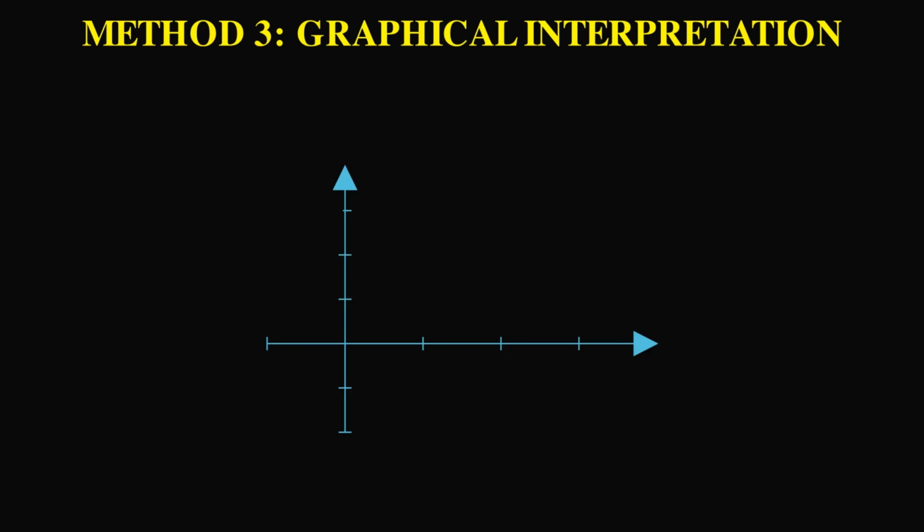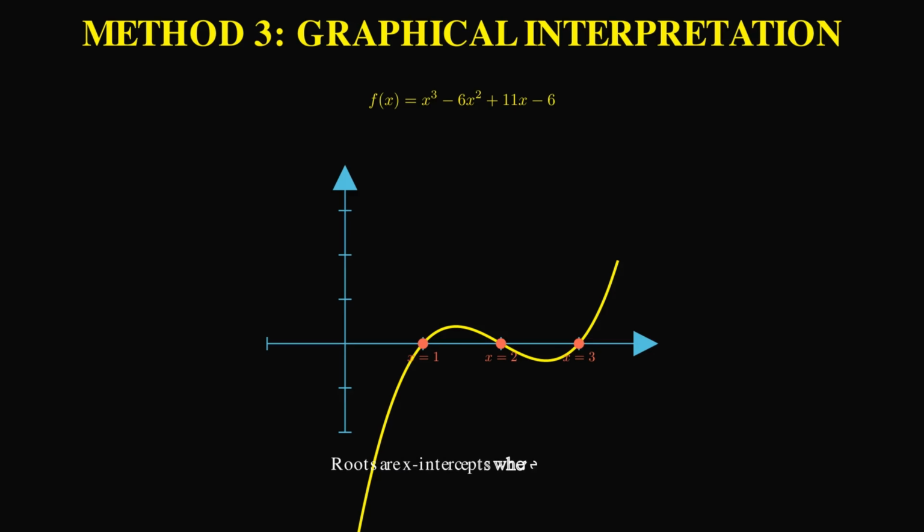The third method is graphical interpretation. When we graph our cubic function, f of x equals x cubed minus 6x squared plus 11x minus 6, we see a smooth curve that crosses the x-axis at exactly 3 points. These crossing points, called x-intercepts, are precisely where f of x equals 0, which means they are our solutions. This visual approach helps you understand why cubic equations can have up to 3 real solutions and gives you a powerful way to estimate solutions even before doing any algebra.